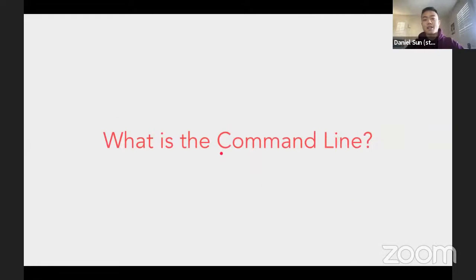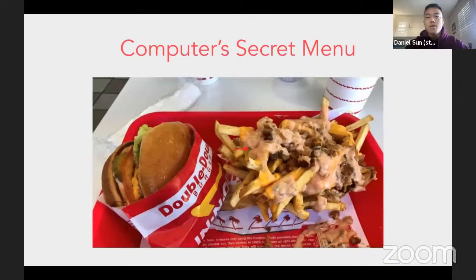So what is it exactly? What is the command line? Well, the way I like to think about it is it's your computer's secret menu. Okay, so as an analogy, let's pretend that you go to In-N-Out. And at In-N-Out, you can just look at the menu and see what they offer. You can order a double-double, you can order fries. But it turns out there's a lot more that In-N-Out can give you besides what they explicitly say on their menu. You can order animal fries, you can order an animal burger, etc.